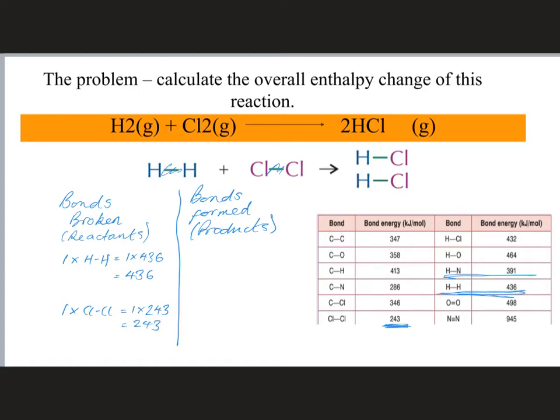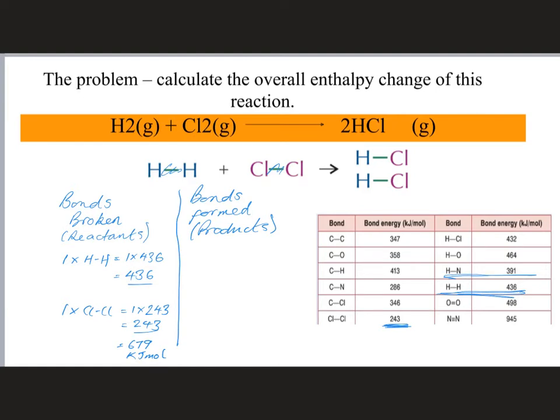So in order to calculate the total amount of energy which is being absorbed, the activation energy in order to break those bonds, it's simply 436 plus 243, which is 679. So the total is 679 kilojoules per mole. So that's the energy in order to break the bonds.